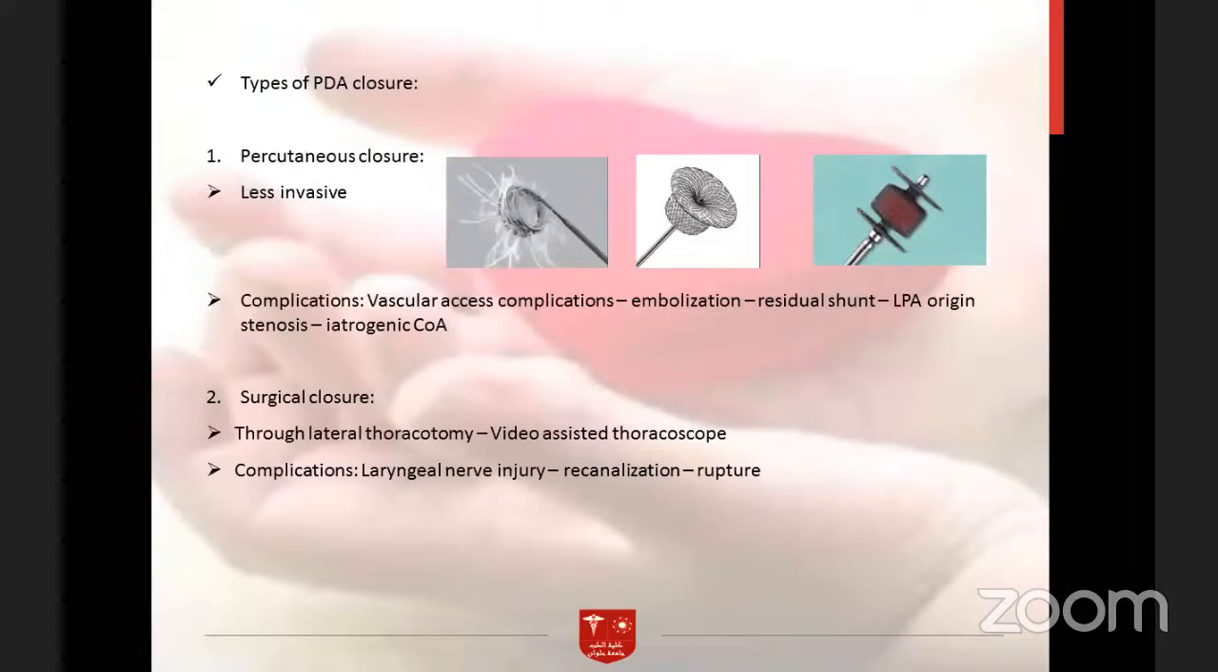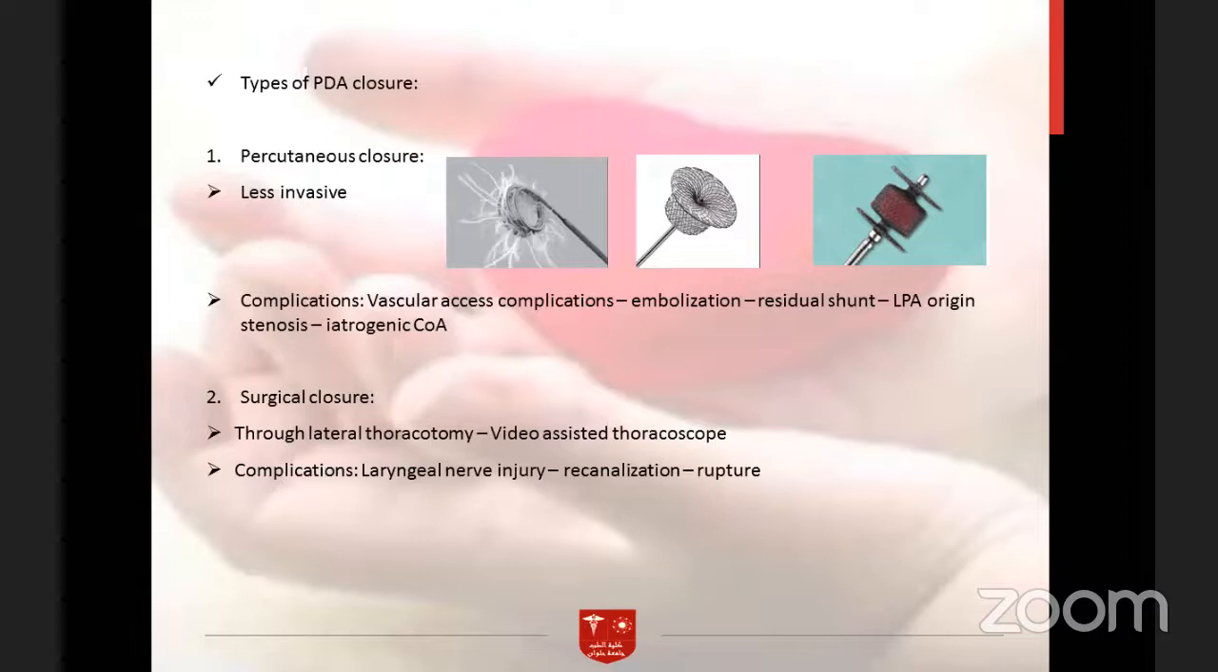The types of closure, as we discussed, is either percutaneous closure, which is the preferred method because it is less invasive with a short hospital stay and no scars, and the innovation of the devices throughout the past decades has improved markedly, starting from the non-detachable coils, the one-disc device, and the two-disc device, and every single device has its own indication.